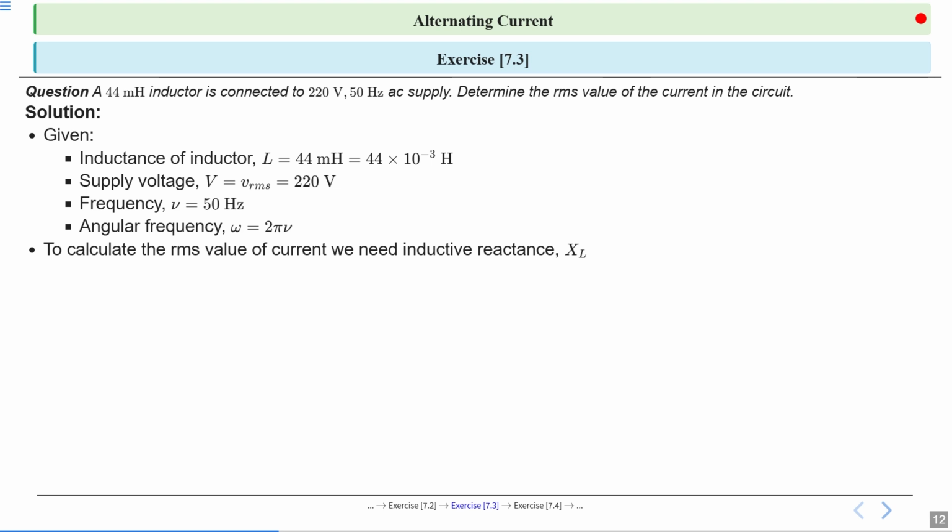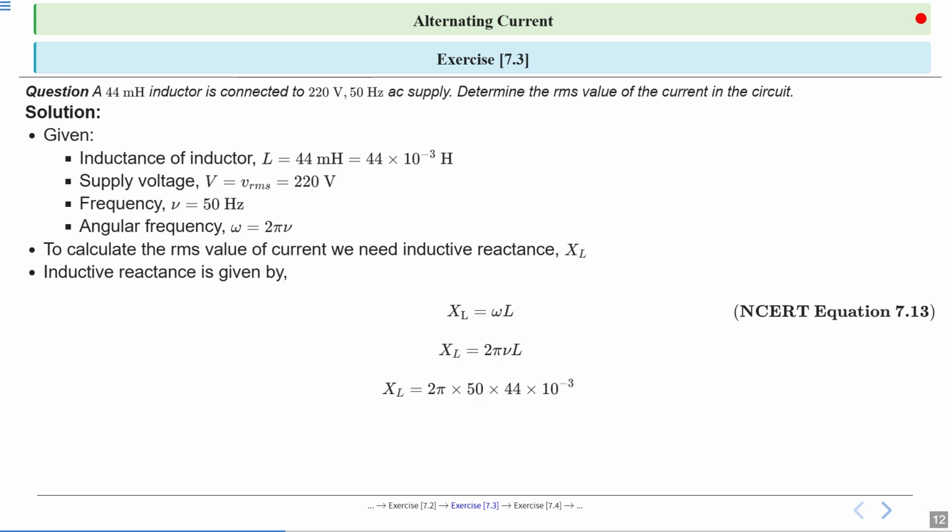So omega is 2 pi nu, so we will calculate omega also. Inductive reactance is given by XL equal to omega L, according to NCERT equation 7.13. And omega is 2 pi nu, so XL will be equal to 2 pi nu L. So put the values of nu and L in the expression of inductive reactance. XL will be equal to 2 pi into 50 into 44 into 10 raised to minus 3. Nu is 50, L is 44 into 10 raised to minus 3. So XL will be equal to 13.82 ohm.